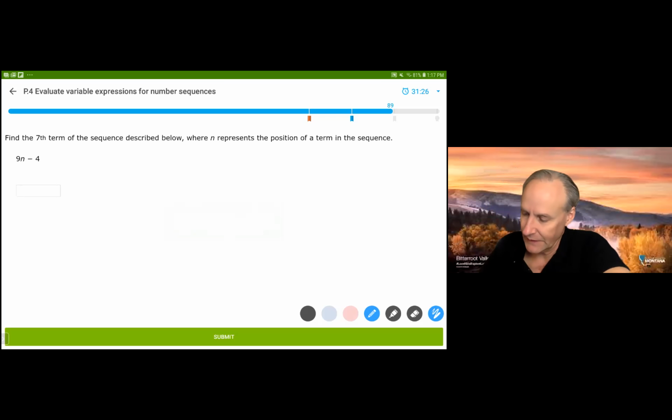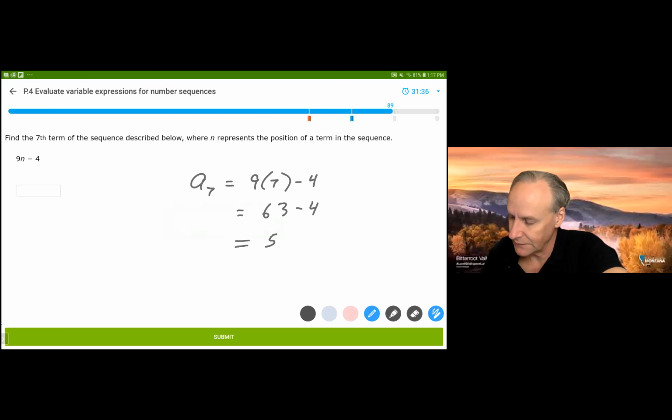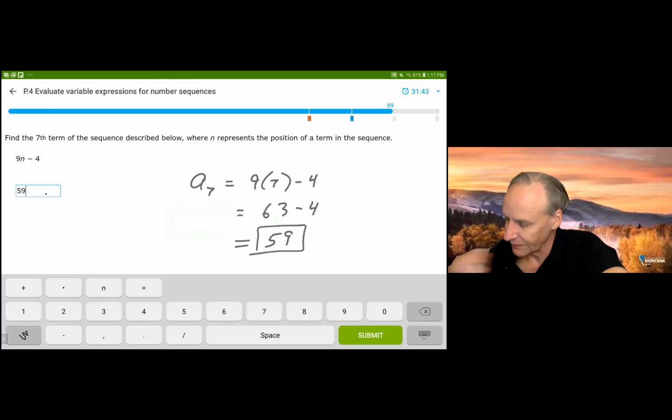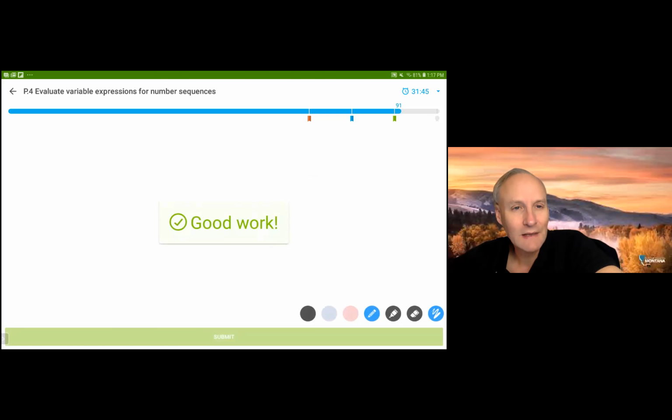All right, this one's not so bad. The seventh term is 9 times 7 minus 4, which is 63 minus 4, which is 59, isn't it? Looks good. We're getting there.